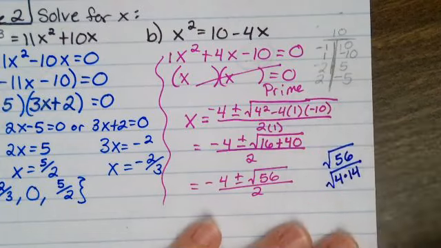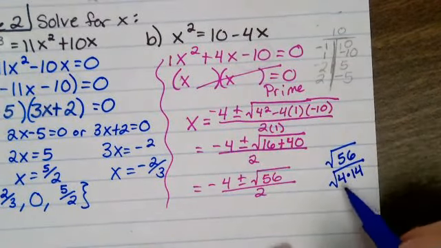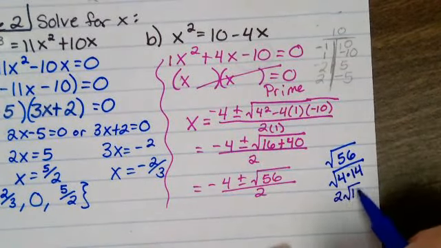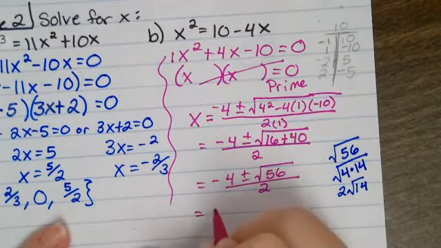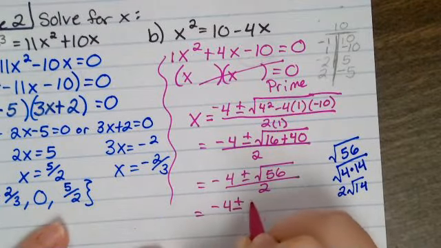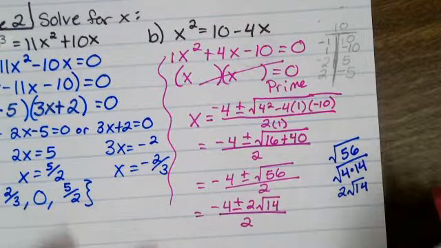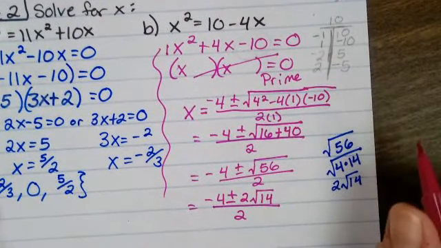Yeah, that would be 4 times 14. Now the square root of 4 comes out, so you get 2 square root 14. And that's what we're going to put into our quadratic formula here. Negative 4 plus or minus 2 square root of 14, all divided by 2. You might be asking, can't we simplify that?